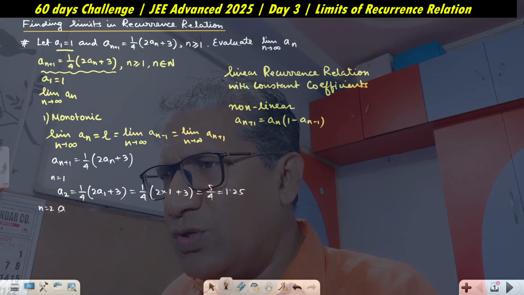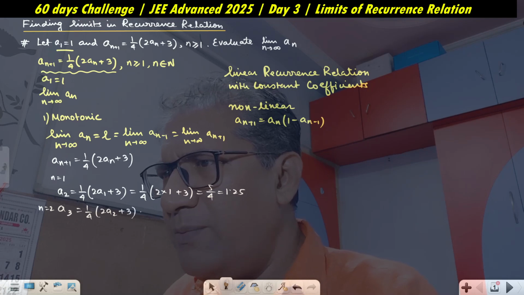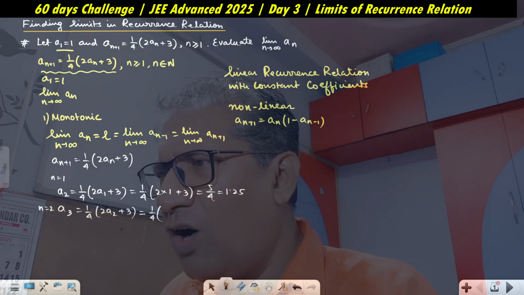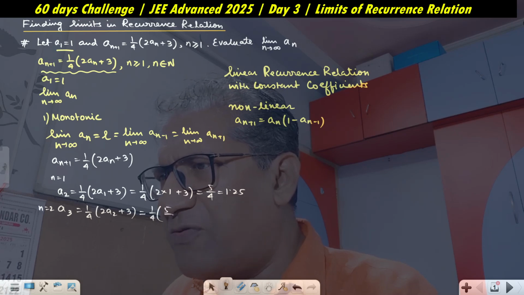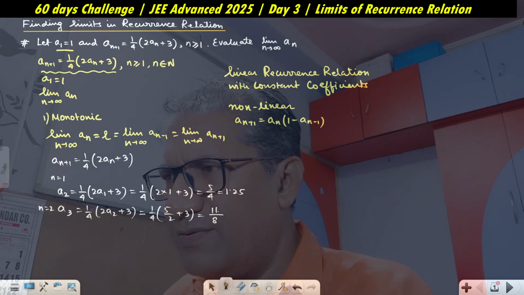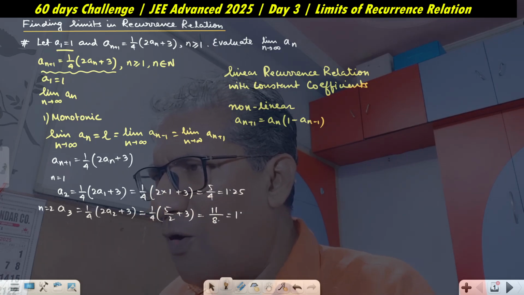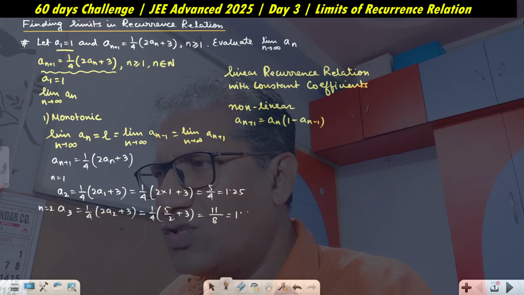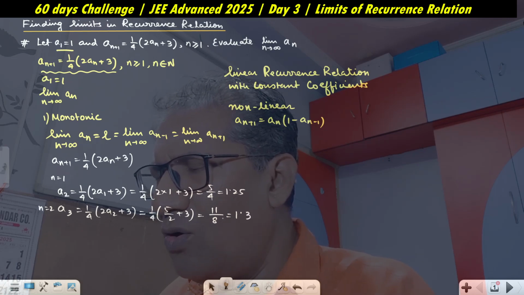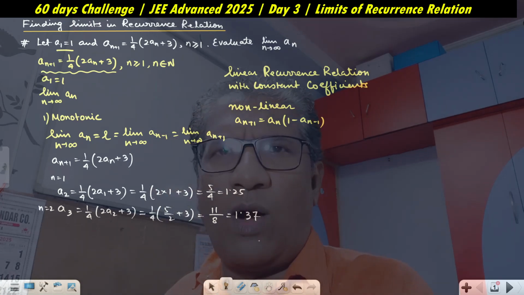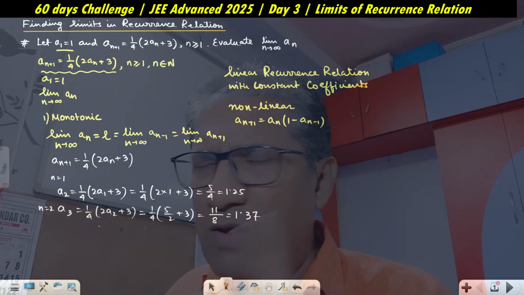Next, let us put n is 2. So we are actually having a3, which is 1/4 (2a2 + 3). a2 we got as 5/4, so 2 times a2 will be 5/2, plus 3. So it is 11/8. This is coming like 1.37. Now I will calculate only one more.